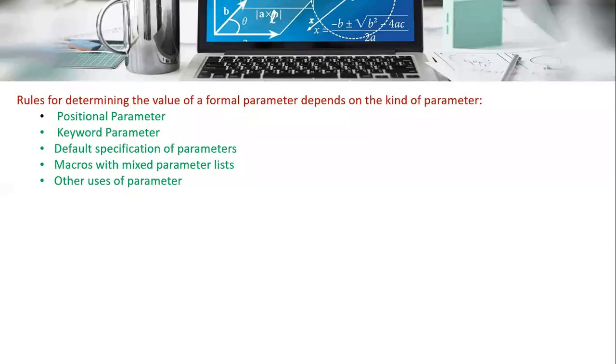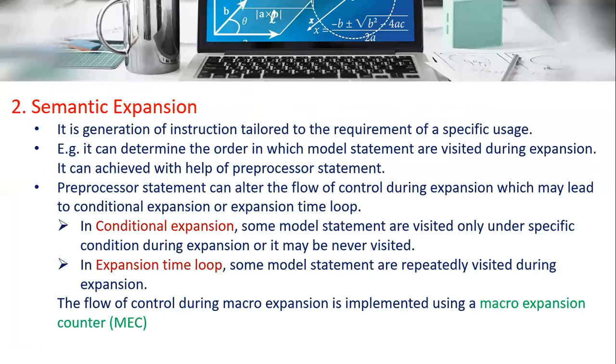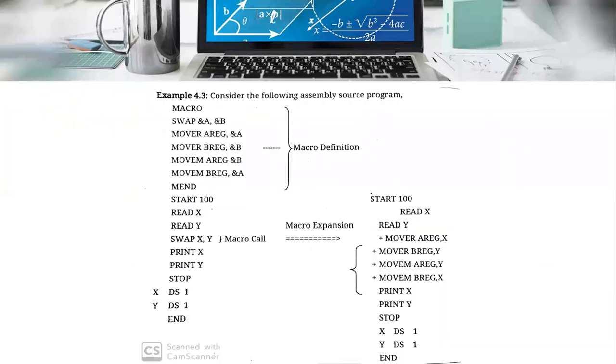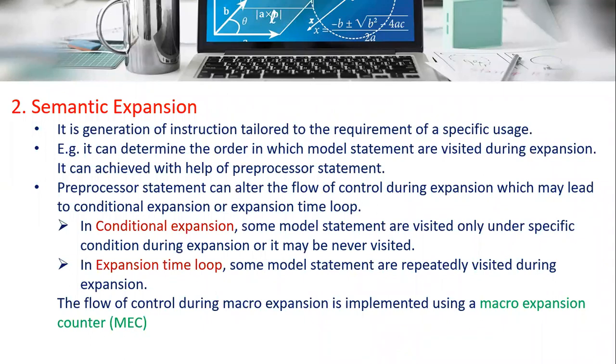Now, welcome to all. In the last lecture, we discussed the concept of types of expansion of macros. That is, we discussed two types of macro expansion, lexical expansion and semantic expansion, and how that expansion can take place. When we consider the semantic expansion, we need to consider the conditional expansion. According to the condition, the macro will be expanded, and the expansion time loop.